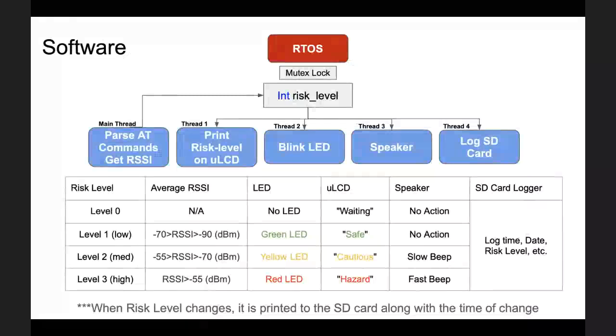This diagram is a representation of the software implemented to build this system. We used an RTOS with multiple threads where the main thread receives and parses the AT commands given from the Bluetooth. Then we print the risk level on the ULCD dependent on the risk and if it changes. Then we also blink the LED corresponding to that risk level. We alert the user using the speaker when the risk level changes, and we also log to the SD card whenever the risk level changes, showing the time, the risk level, and the RSSI values corresponding to that risk level.